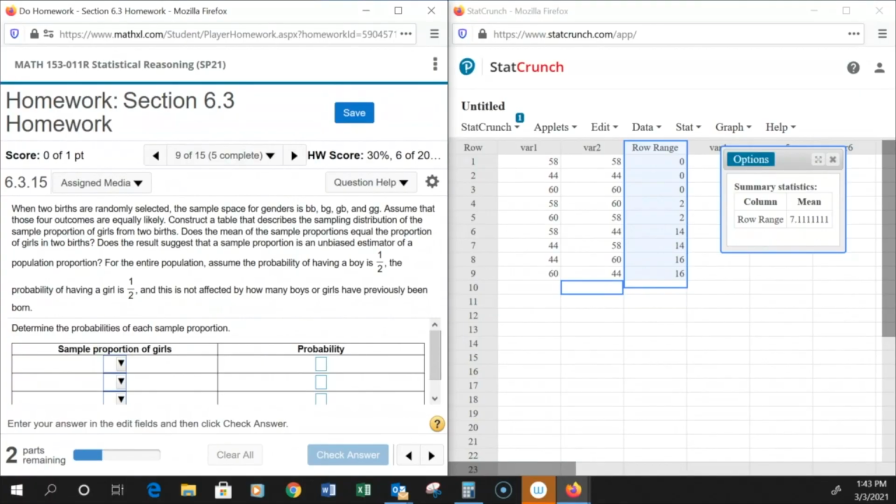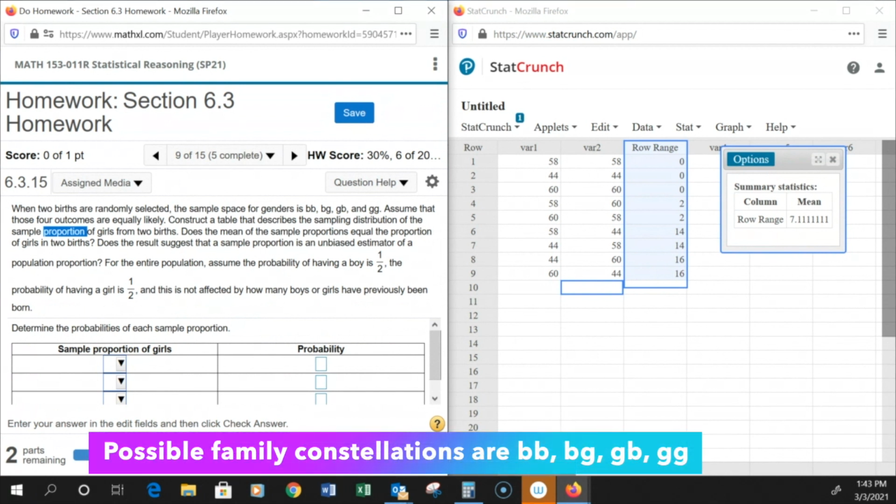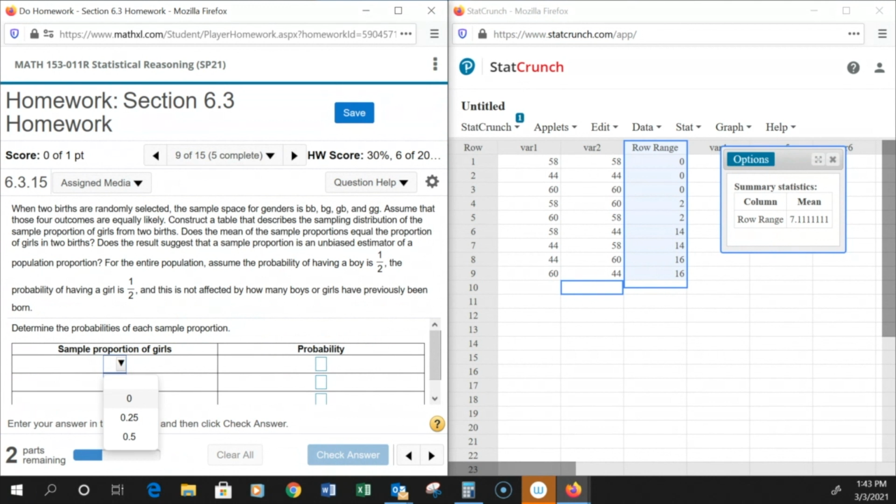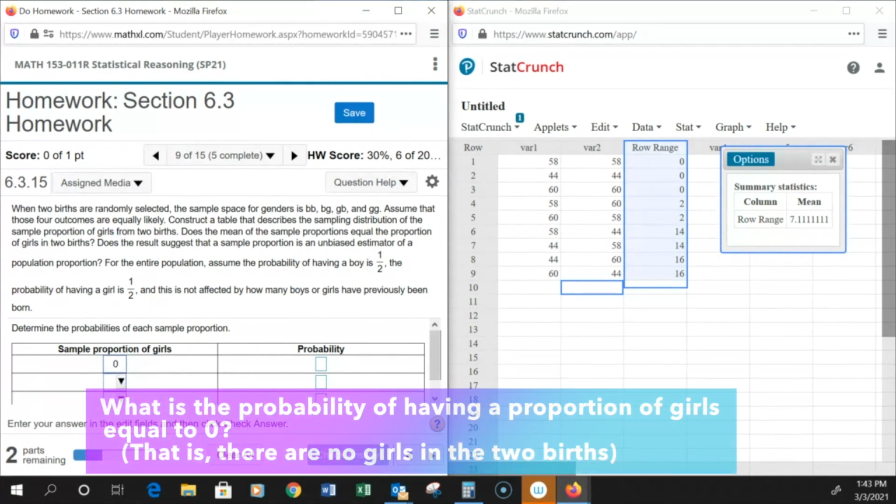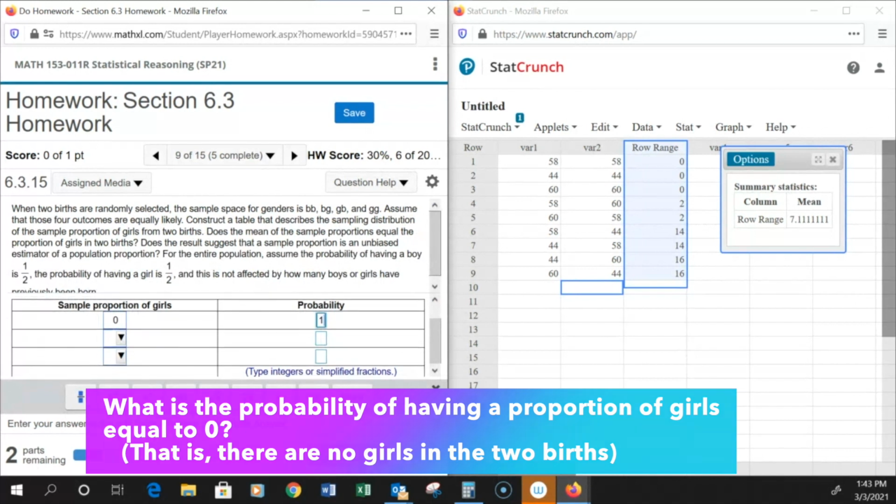You could do this in StatCrunch if you liked typing, but there's no need to. So the whole idea is, what's the proportion of girls from 2 births? And if you have 2 births, you might have 2 boys, or a boy and a girl, or a girl and a boy, or a girl and a girl. And you think, well, some of these have no girls at all, so let's put in the no girl. If you have no girls at all, well, that's the BB, and that happened 1 out of the 4 times.